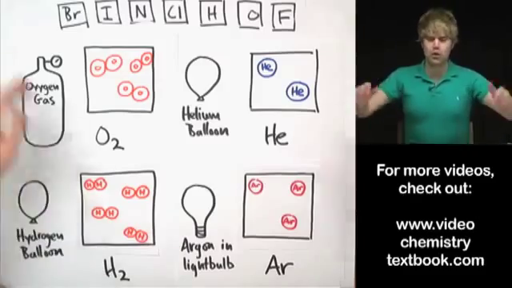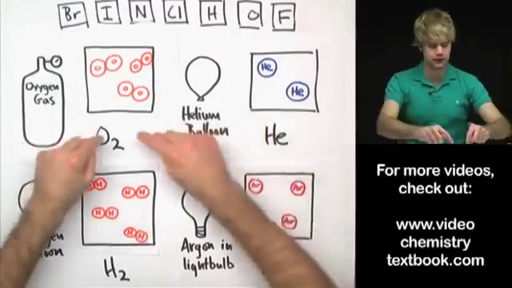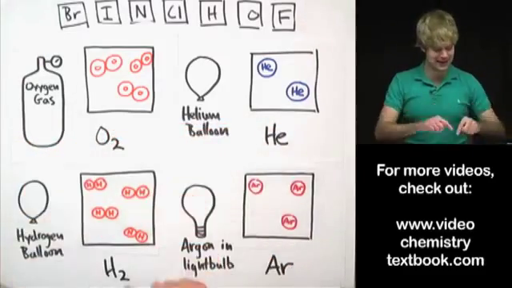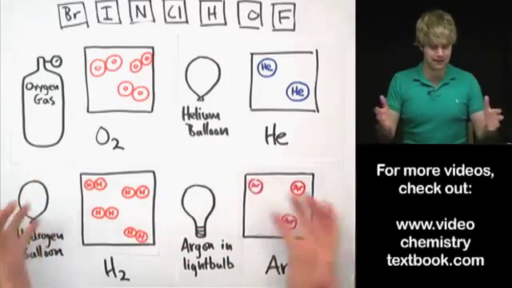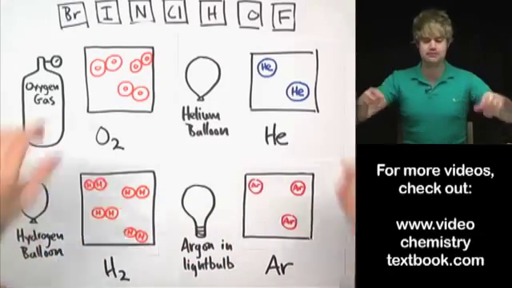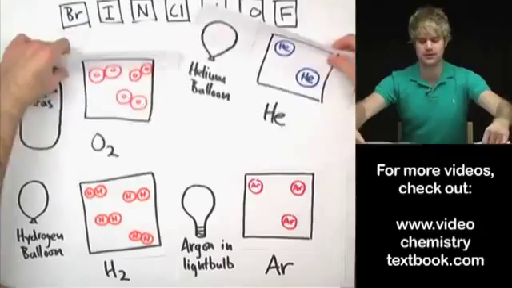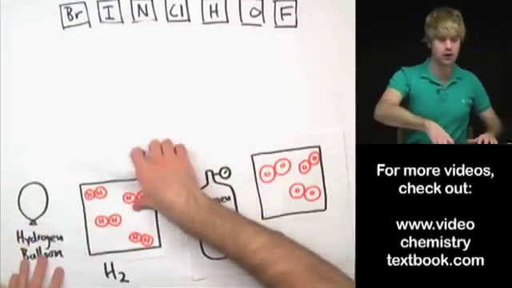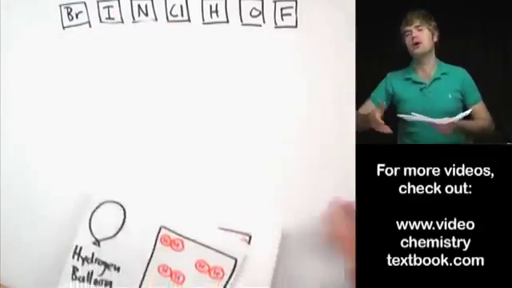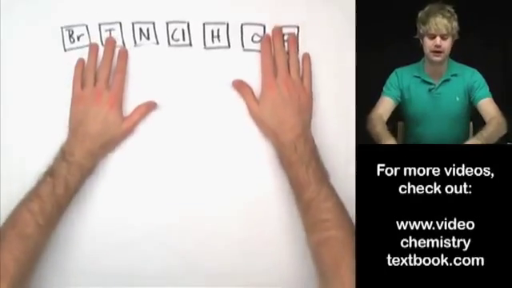So, whether or not something is diatomic influences how we write the name of the chemical. So it's important to remember which of the elements are diatomic and which aren't. So how can you do that? There are a couple ways. Here's what I like to do.